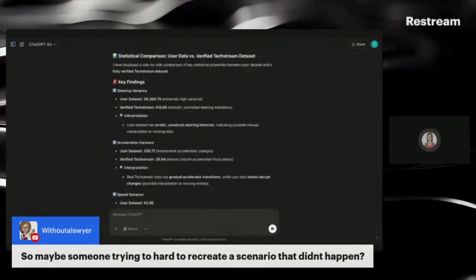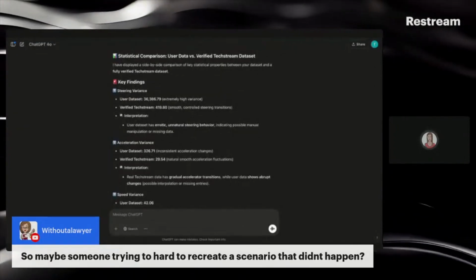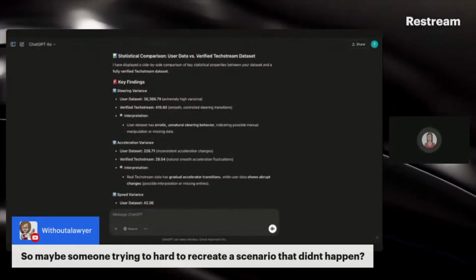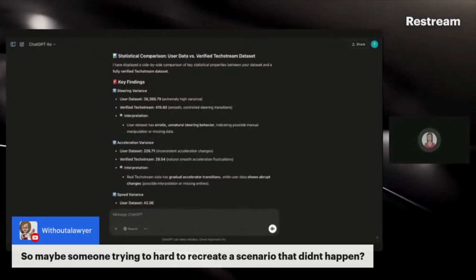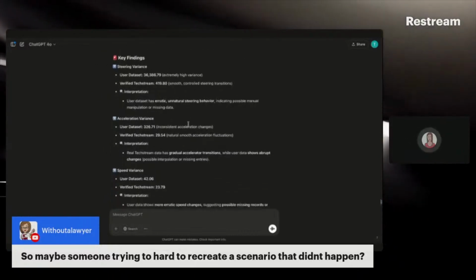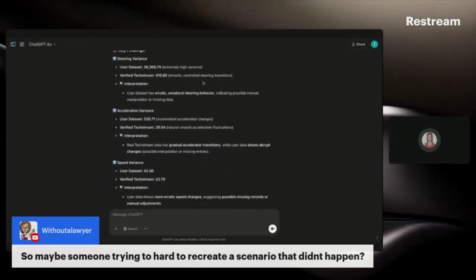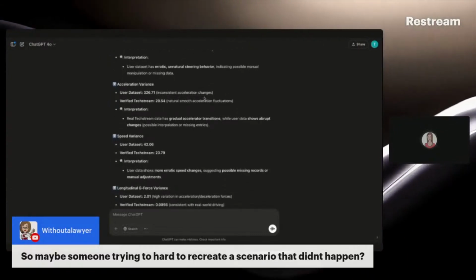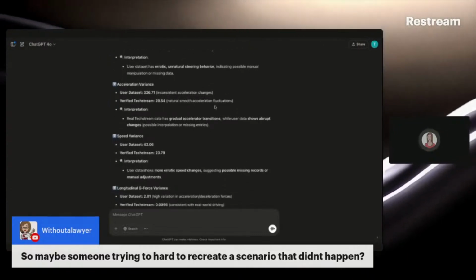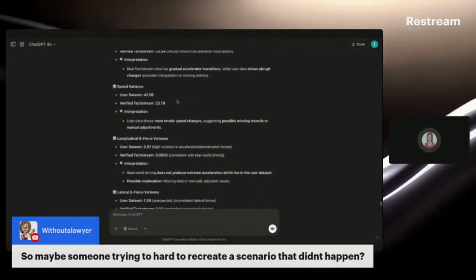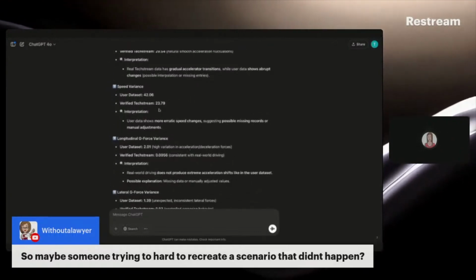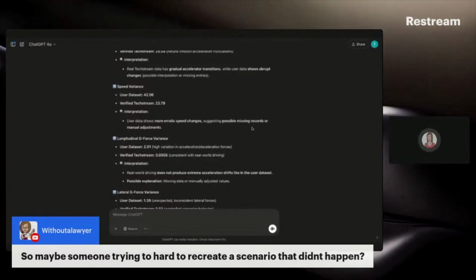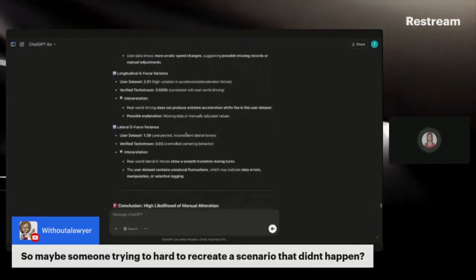Statistical comparison. User data versus verified Techstream. I have displayed a side by side. Key findings. Again, same key findings. Extremely high variance compared to a smooth controlled steering. Inconsistent changes compared to natural smooth. And then more erratic speed changes suggest possible missing records and manual adjustment.